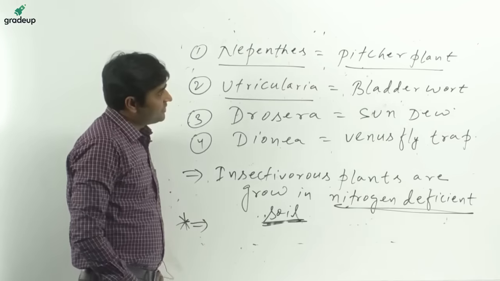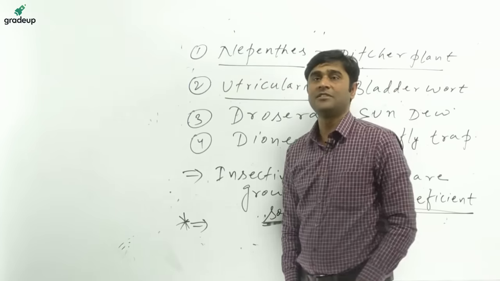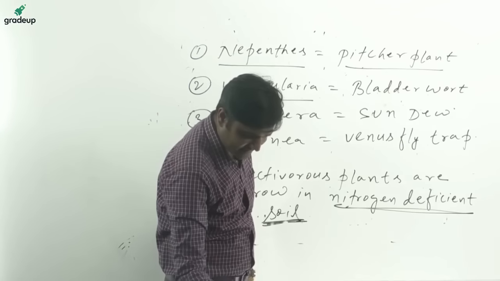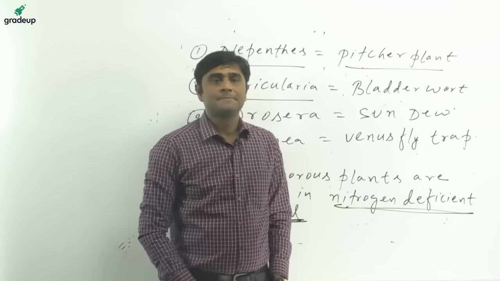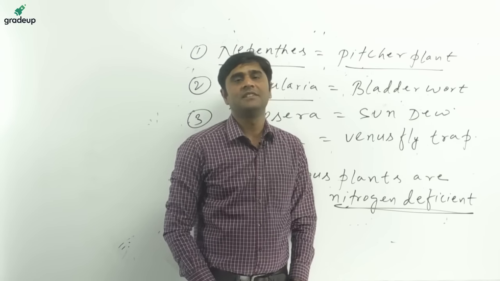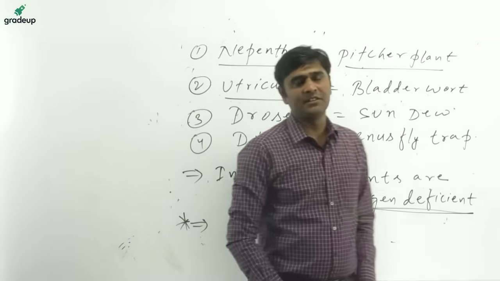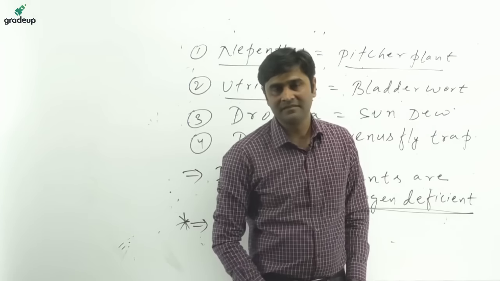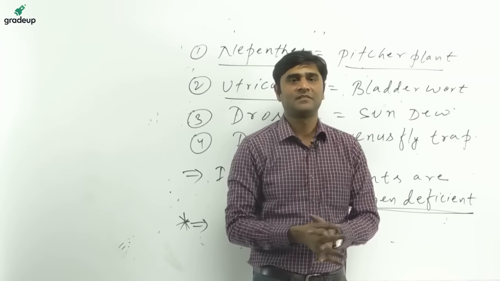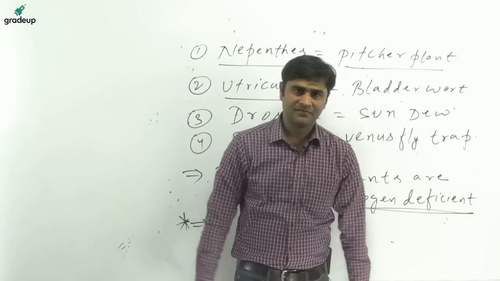So guys, this is all about your plant nutrition. Thank you very much, guys. If you still have any doubt, you can ask. To get protein from insects, to get nitrogen. Nitrogen is necessary for the formation of amino acids, and the polymer of amino acids is protein. Okay. So thank you very much, guys. Thank you very much again.